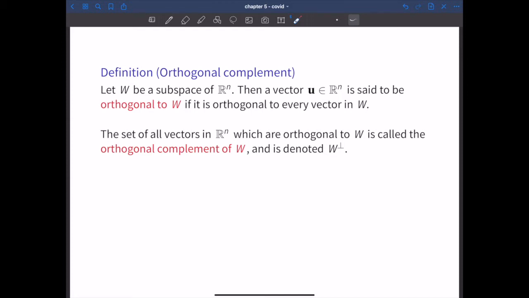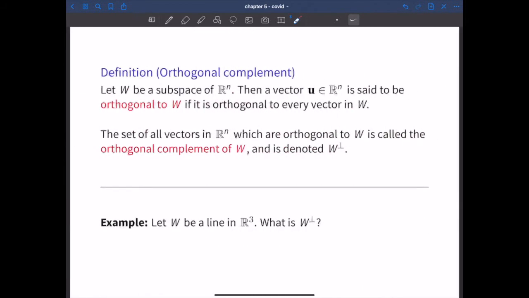Let's look at an example in a slightly higher dimension. So suppose now instead of being in R2, we're talking about subspaces in R3. And suppose W is a line inside of R3. Well, what will W perp be in this situation? So let's draw ourselves a line in R3. Okay, so this is our subspace W. Well, what does the orthogonal complement of this look like?